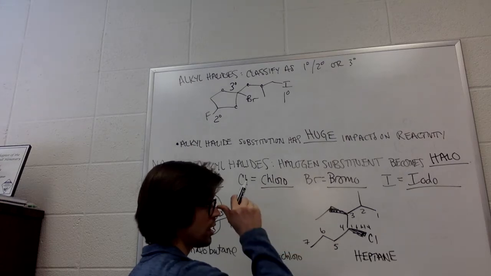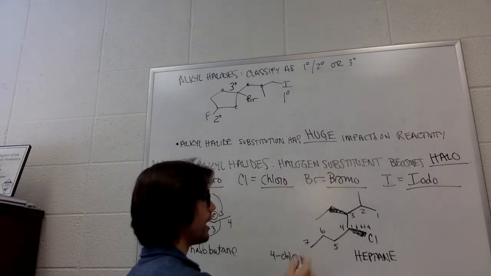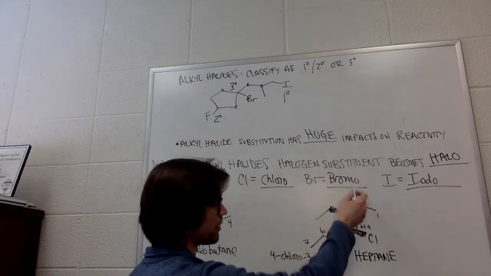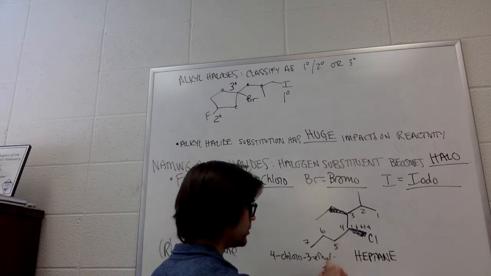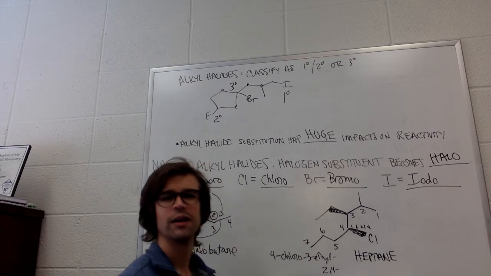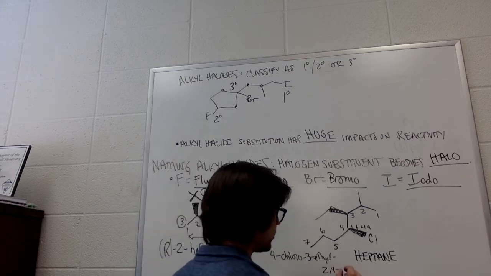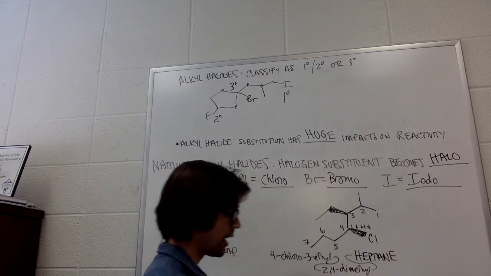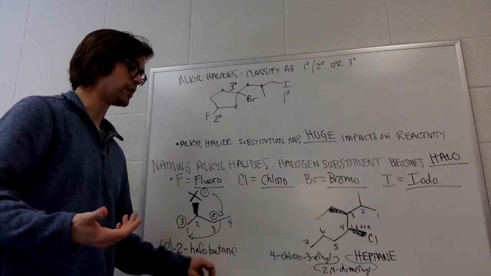4-chloro, because C is the first. Ethyl's next, so that'd be 3-ethyl. We have a methyl in the 2 and the 4, so it'd be 2,4. And then what do we put in front of it? Yeah, dimethyl heptane. All right, and then we still have to do our stereochemistry, guys.